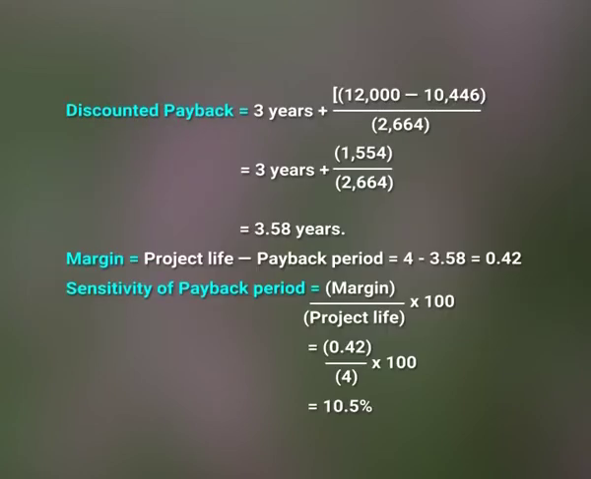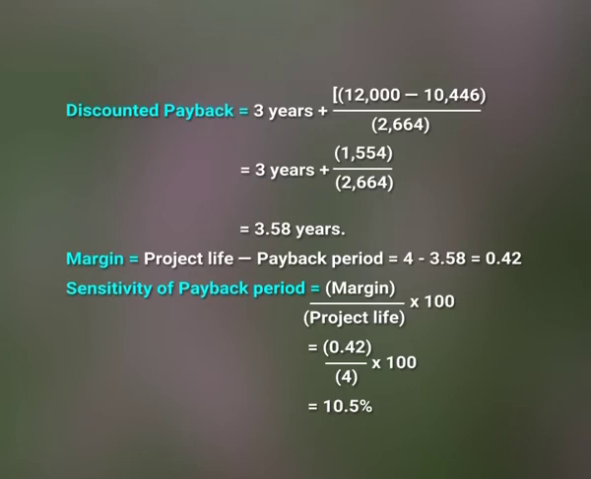2,664. Now, discounted payback is equal to 3 years plus 12,000 minus 10,446 divided by 2,664, that is 3 years plus 1,554 divided by 2,664, which gives us 3.58 years.